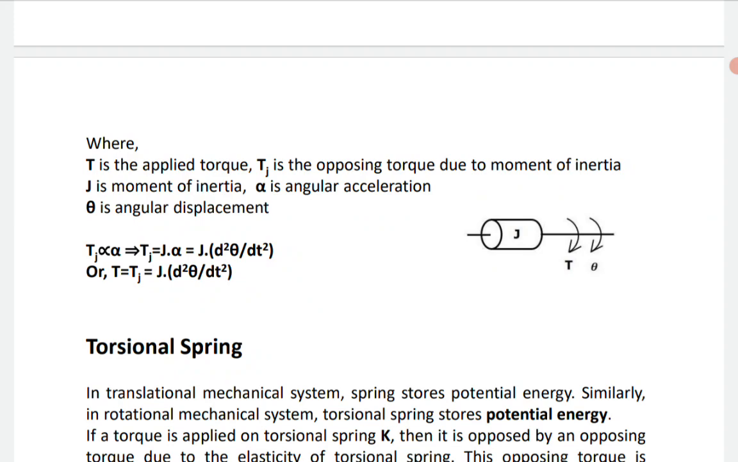From the concept of dynamics, we can rewrite T suffix J, the opposing torque due to the moment of inertia, as directly proportional to alpha, that is angular acceleration. After omitting the proportionality symbol, T suffix J is equal to J into alpha, that is J into d2 theta by dt square, that is theta double dot. Angular acceleration is the rate of change of angular velocity with respect to time. So T is equal to T suffix J is equal to J into theta double dot, because theta double dot is the second order derivative.